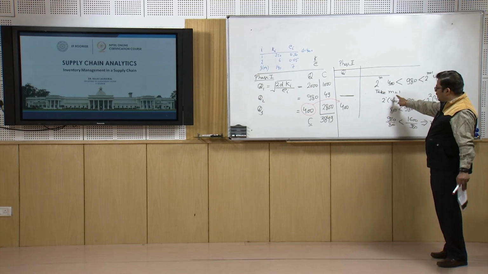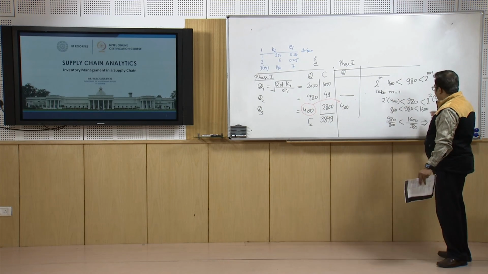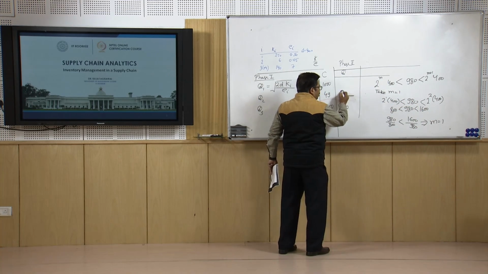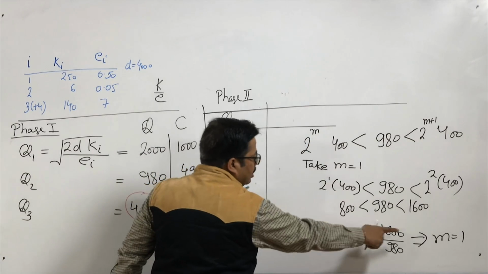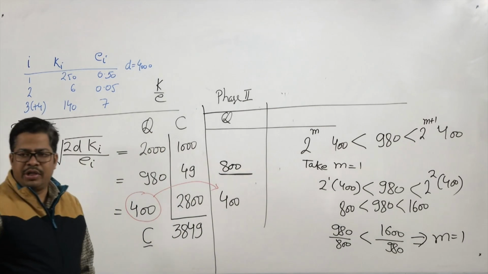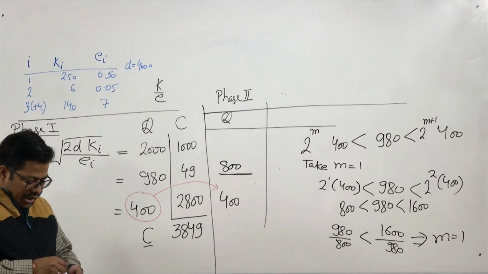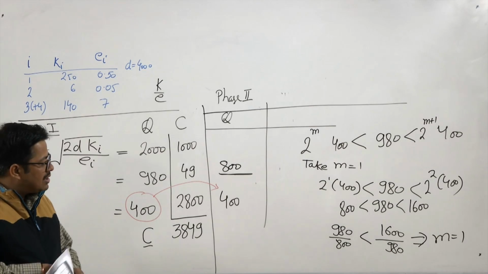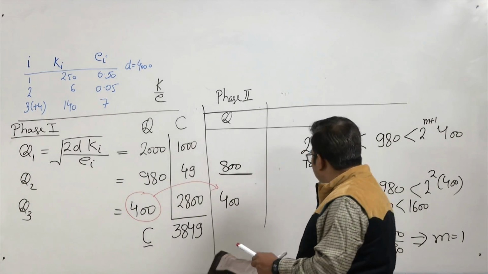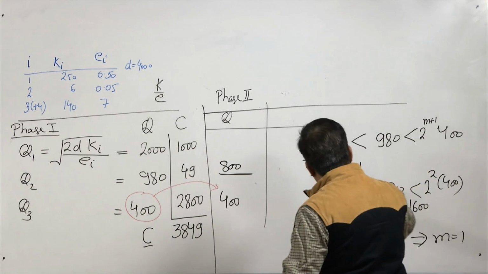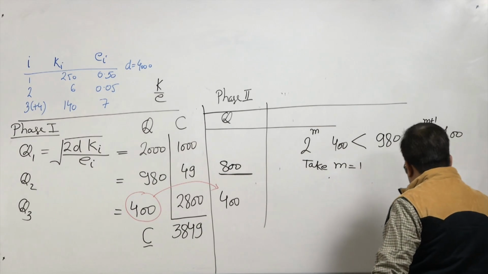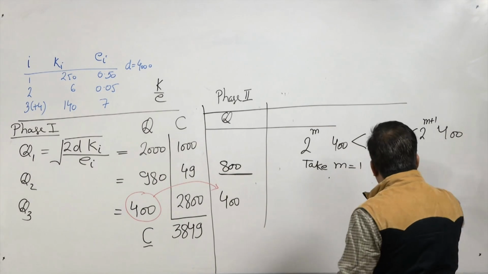So here it is 2 to the power 1, and therefore the value of Q2 will be 2 to the power m, that is 2 into 400. So you get your new Q2 here. Now we will apply the same process for deciding the value of Q3. What should be the value of Q3? For that purpose, again follow the same procedure, and in this case now we will change these values here.